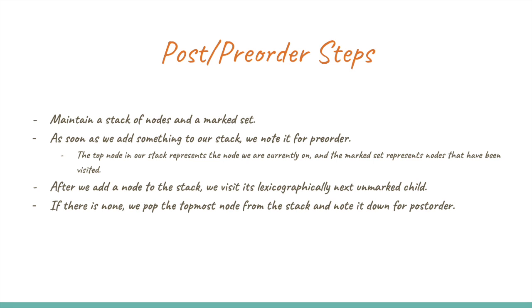To start, let's go over the post and pre-order steps. While traversing the graph, we want to maintain a stack of nodes and a marked set. As soon as we add something to our stack, we note it for the pre-order traversal. The top node in our stack always represents the node we are currently on, and the marked set will hold nodes that we have already visited.